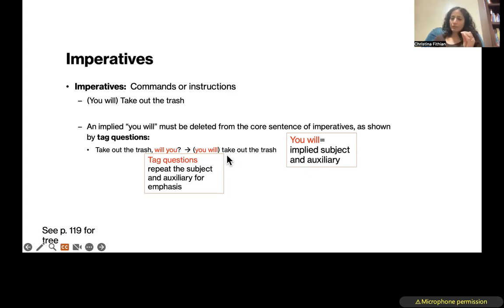The other reason we have to posit that there is some sort of implied you will is that we notice that take, or in this case, take out, is an infinitival form. So we don't say took out the trash or something like that. It's an infinitival form or base form. Take out the trash. So if something is an infinitival form, we know that only a modal, auxiliary, or do can precede it.